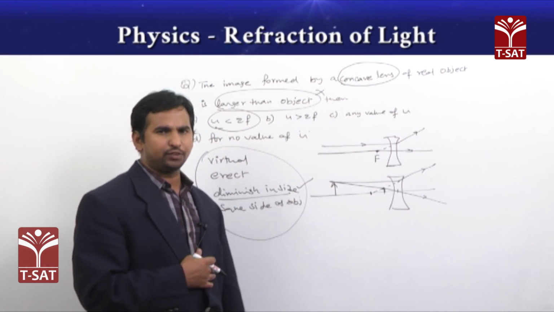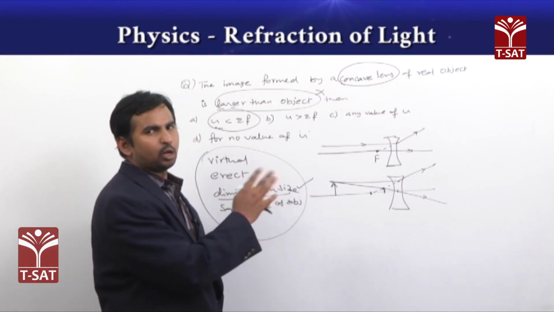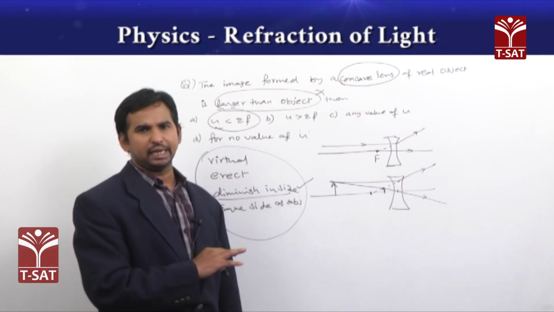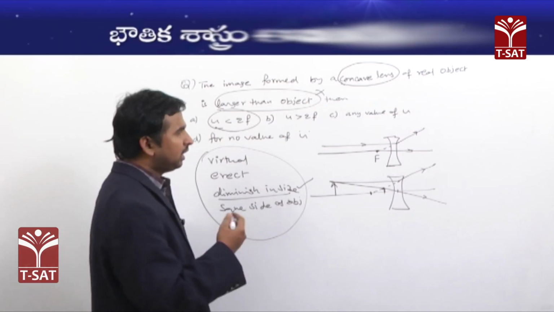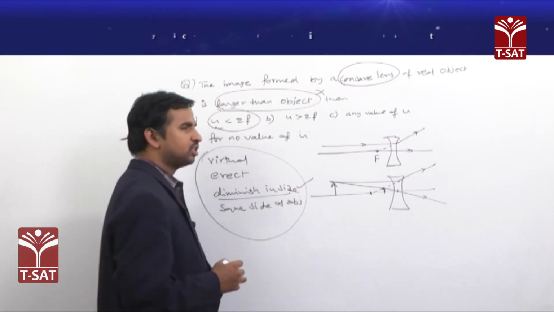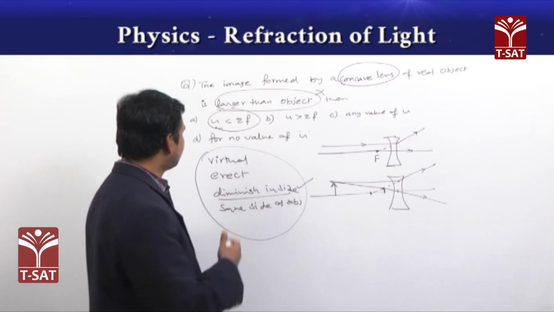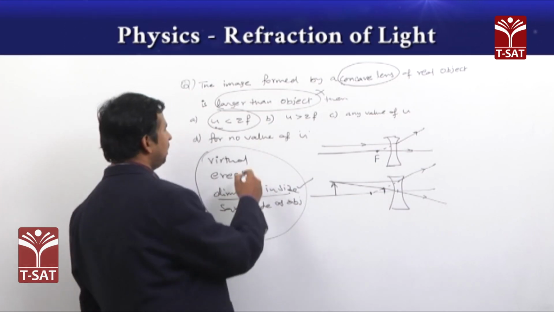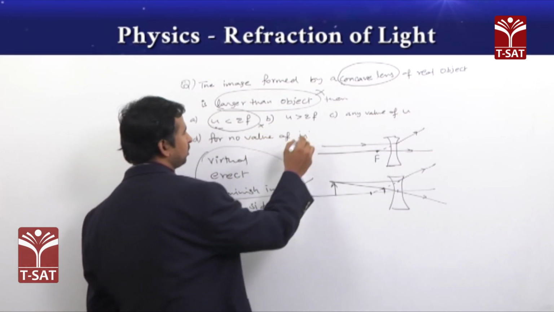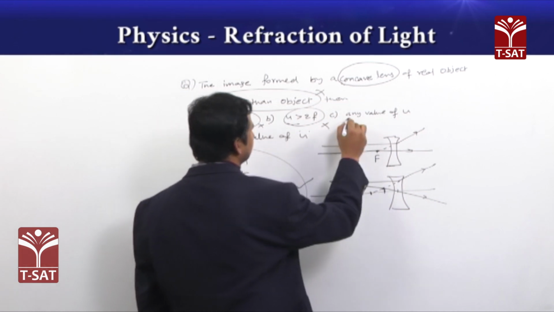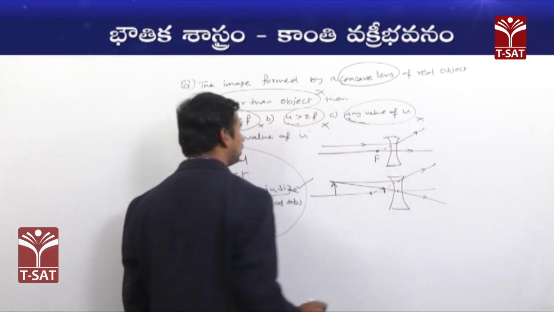And any value of u you can take from infinity up to the optic center, anywhere in between, in that case also we are having the same diminished size image only. So that's why, of the given options, A is not possible to get a larger object, and B is not possible, any value of u also not possible.